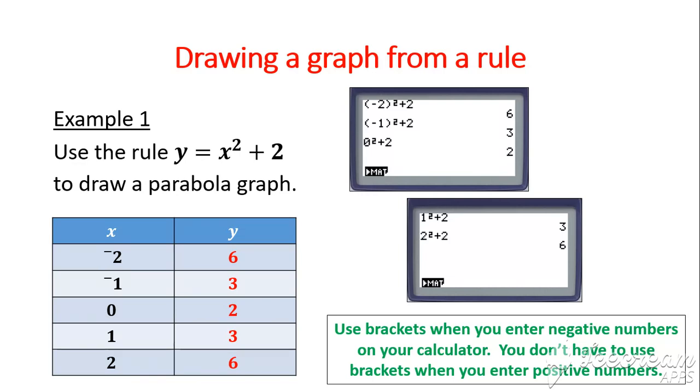That will give you 6. When you put -1 in, you'll get 3. When you put 0, 1 or 2 in, you don't need to use brackets because they're not negative numbers. So you will get the values of 2 for 0, 3 for 1, and 6 for the x value of 2.